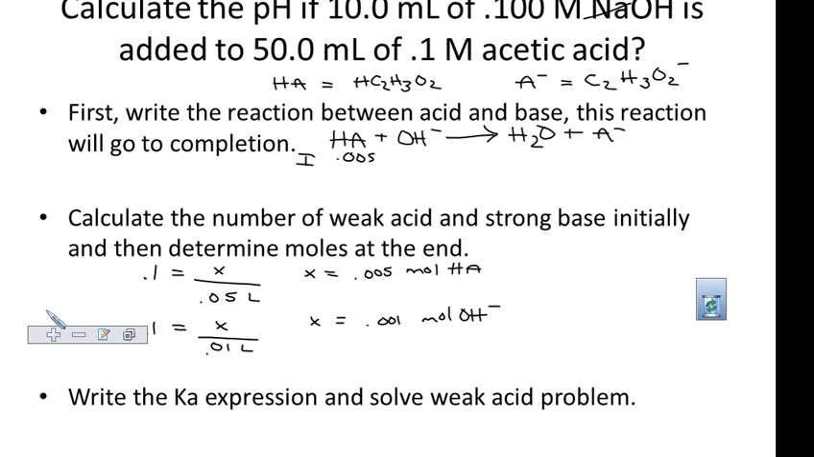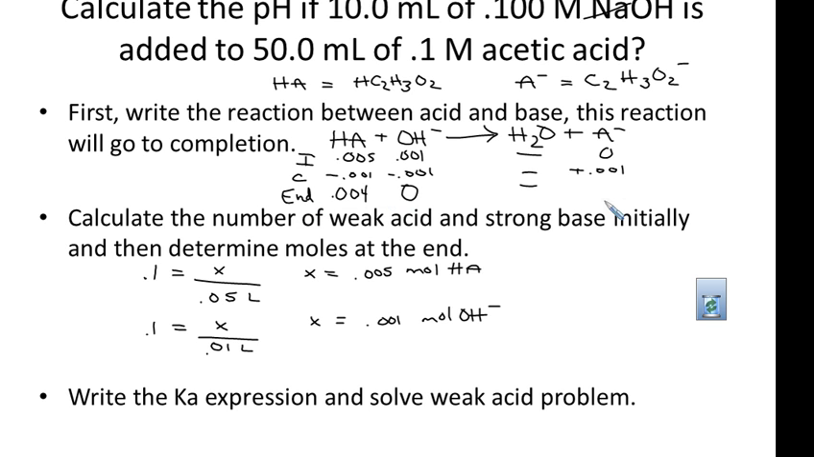Okay, so now I know the number of moles I start with. I have to look at the limiting reactant to figure out what my change is going to be for this reaction that goes 100%. Remember, we don't care about liquids, and I start with none of that anion. Limiting reactant, hydroxide. So I'm going to use up 0.001 of each of those, and I'm going to make 0.001 of that, leaving me with an end amount of 0.004, none of this, and 0.001 of that.